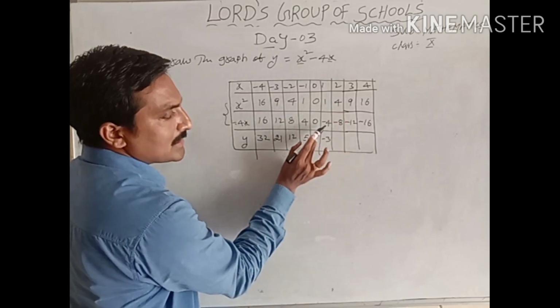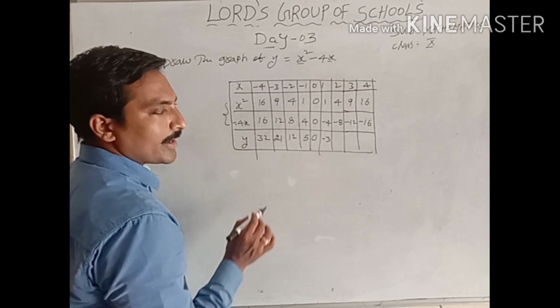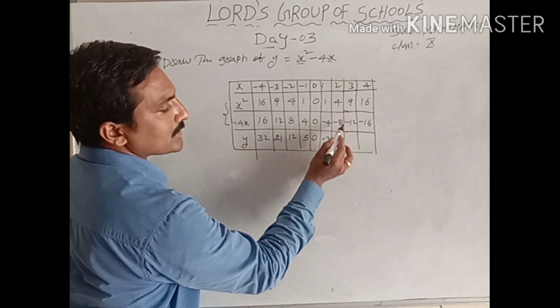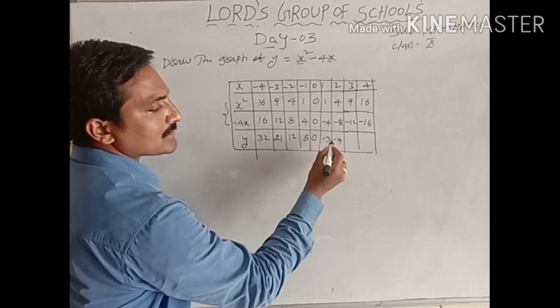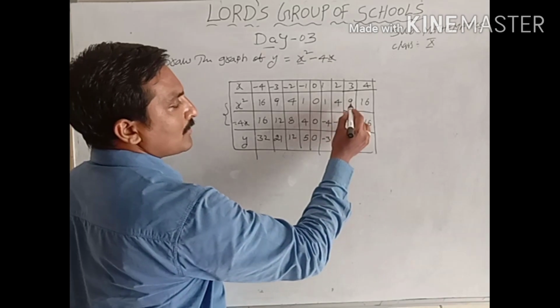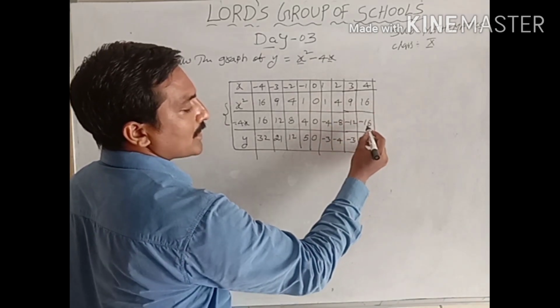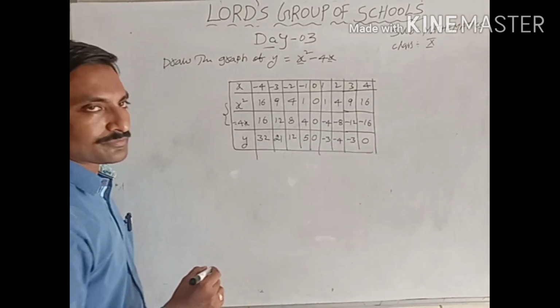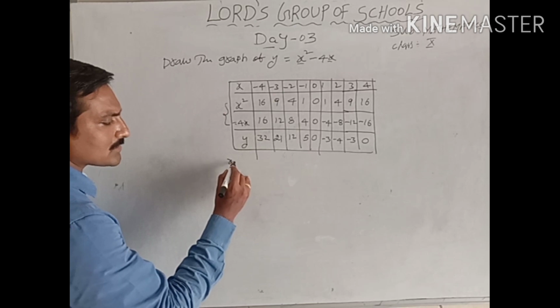Why? Because the greater number contains the negative, the result is also negative. 4 minus 8, minus 4. With one positive and one negative, in subtraction, the greater number's sign is what we get. 9 minus 12, minus 3. 16 minus 16, 0. Now we have x values and y values, right? The ordered pair is x comma y.